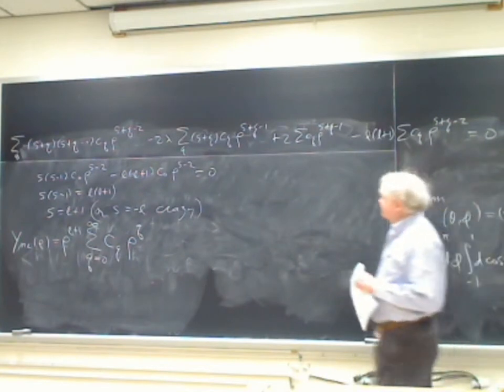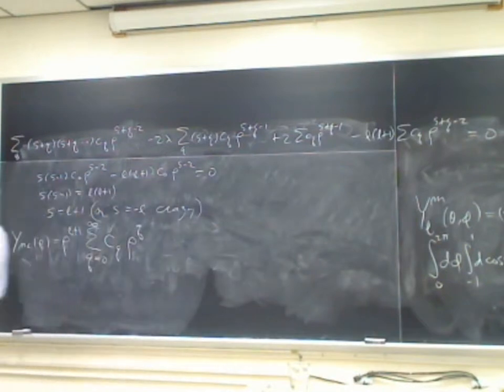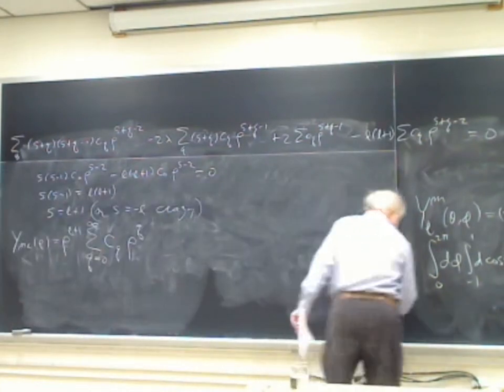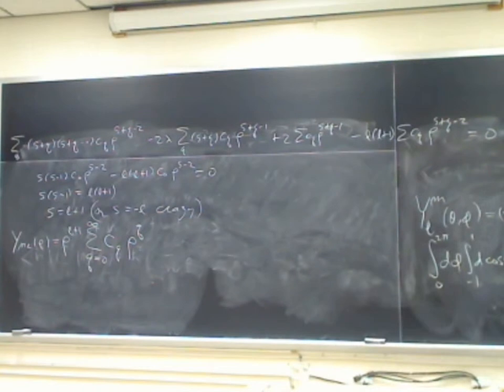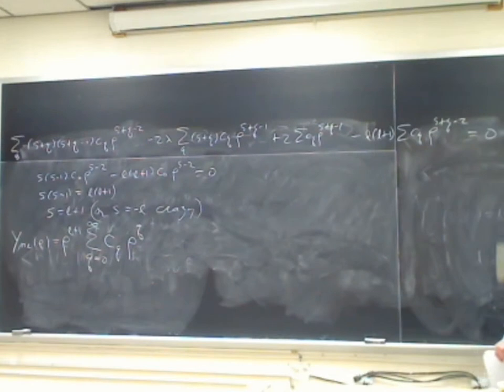Now, the next thing to do is to shift the indices in this equation so that the same power of rho occurs in every term. And once we've done that, we can then set the coefficient of that common power of rho equal to zero, and that will give us a recursion relation which will allow us to determine the whole power series. This is the whole strategy of the method.